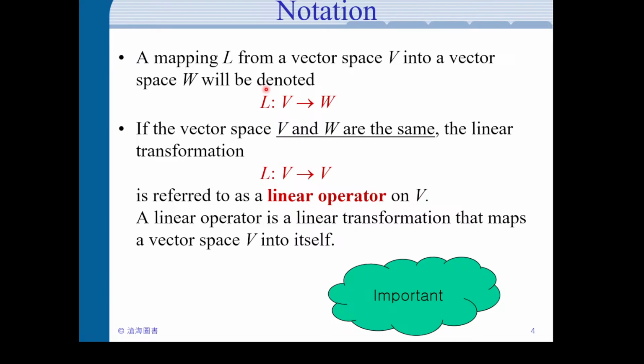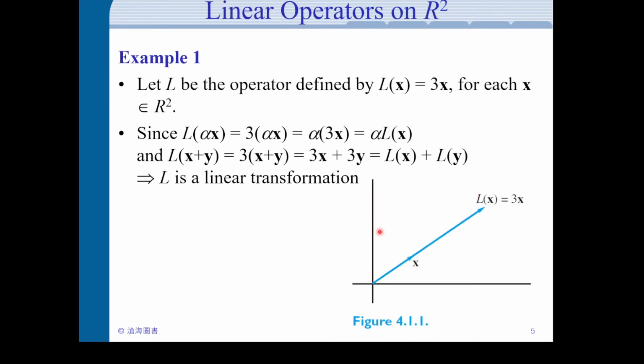And one more notation. If V and W are the same space, a lot of the time you are just transforming vectors inside your space V. Then you have a mapping from V to V, and this is called a linear operator. So we have a linear operator.